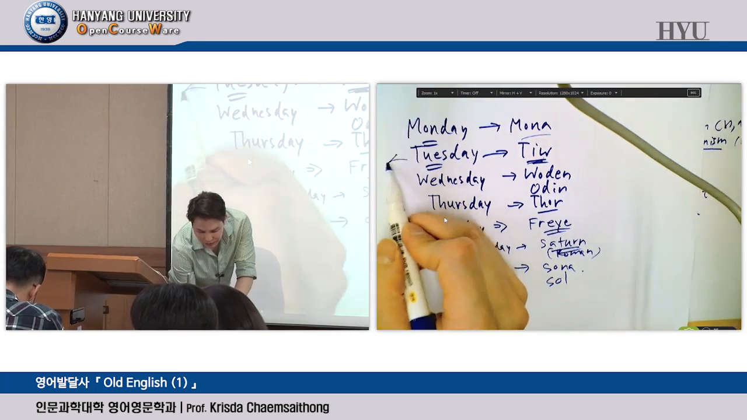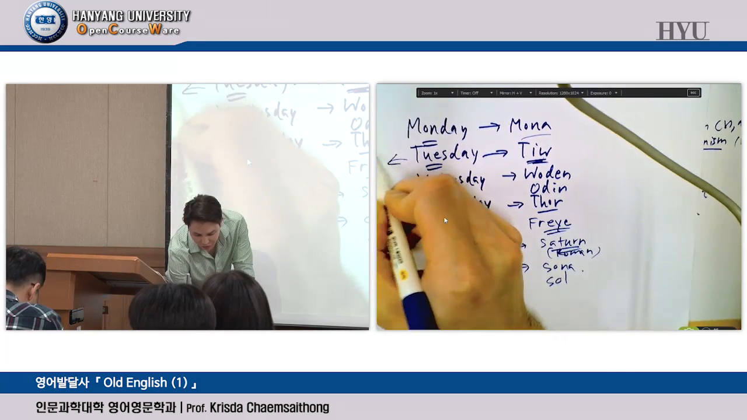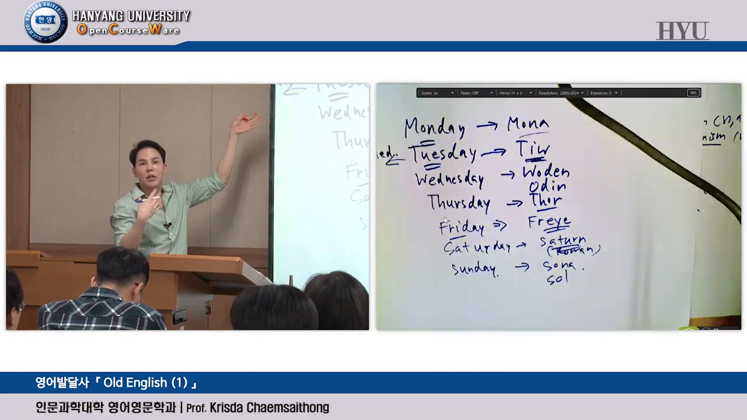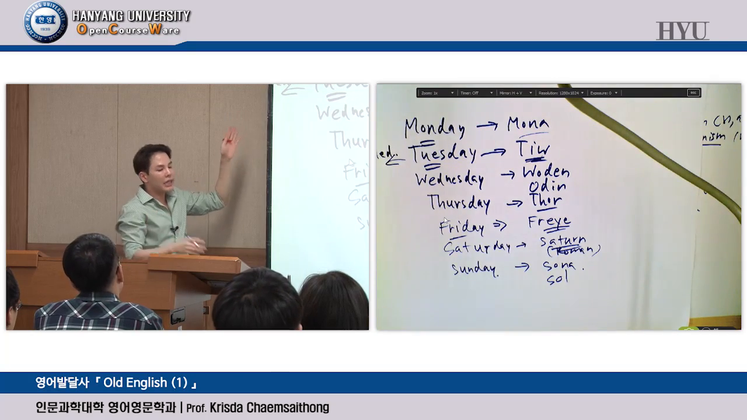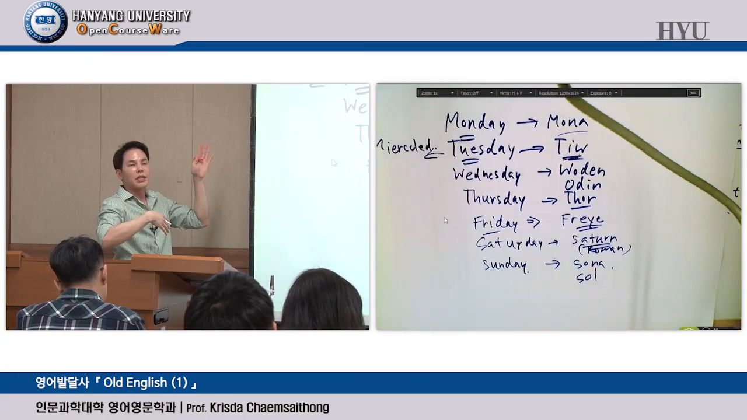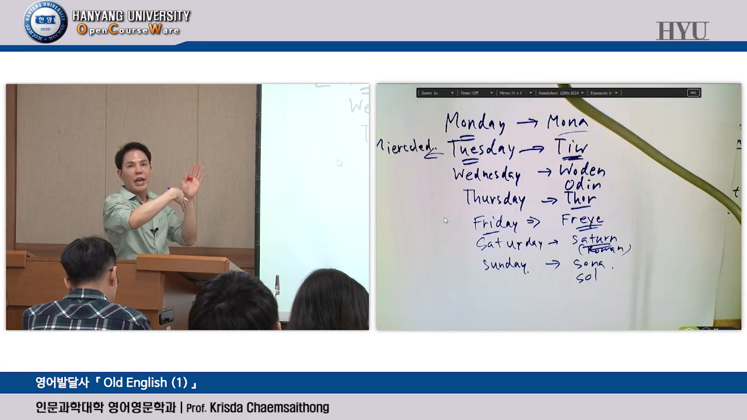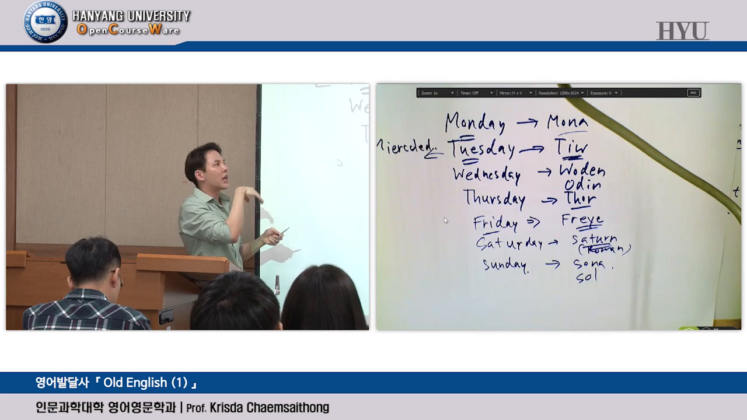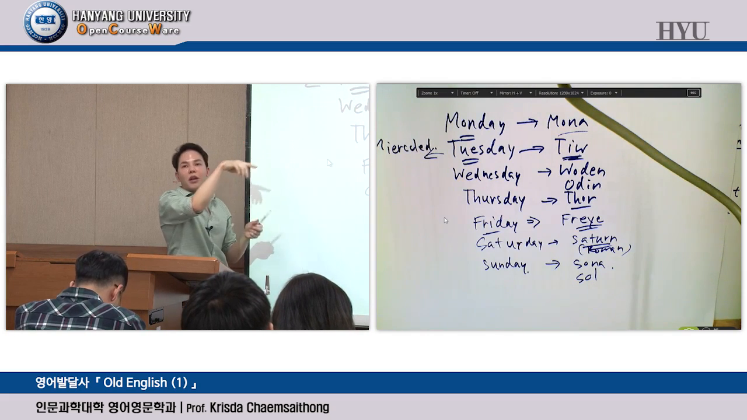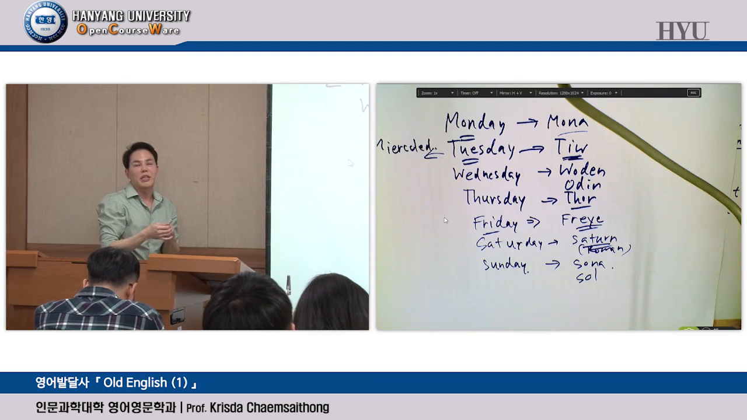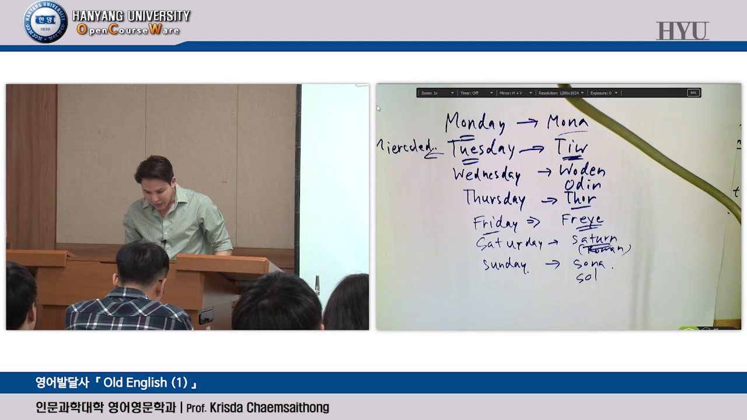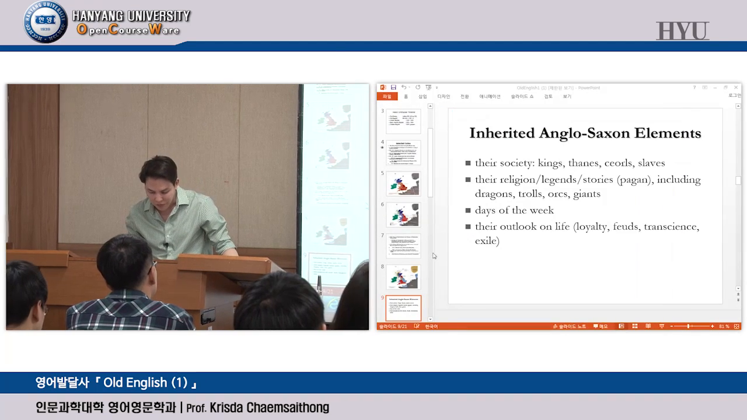Just like in Spanish it would be Miércoles, or in French it's Mercredi, which is Mercury. So basically they inherited the idea of each god presiding over each day. But the Anglo-Saxon people were smart. They replaced the Roman gods with the equivalents of their own gods, so Tiw is the god of war, like that. Okay? So we inherited all these things from them.